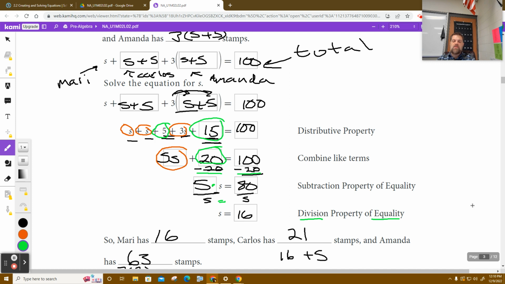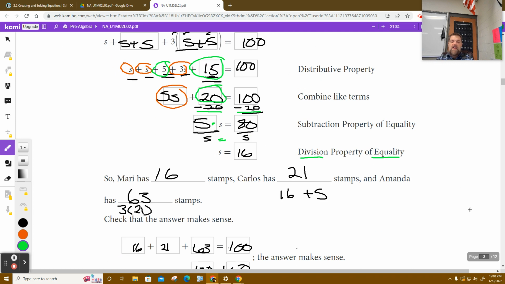So 16 plus 5 is 21. And then Amanda had 3 times the amount that Carlos had. He had 21. 3 times 21 is 63. So she had 63 stamps.